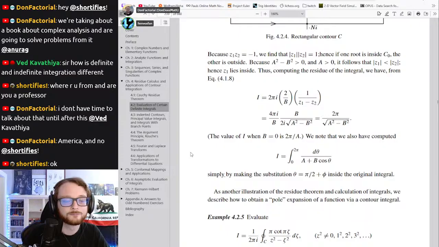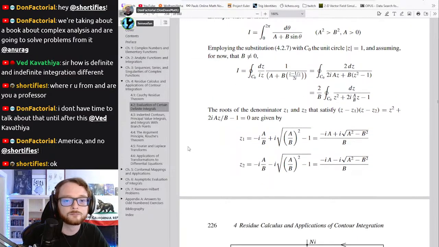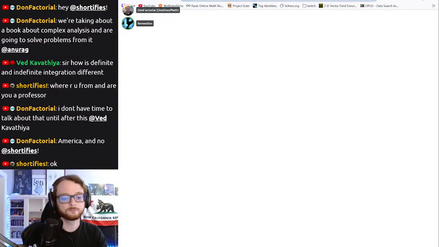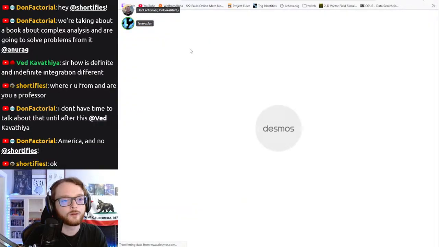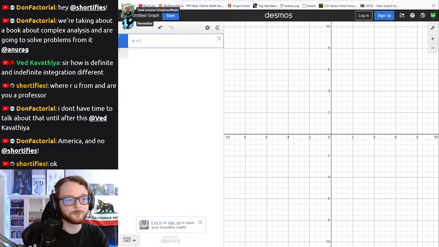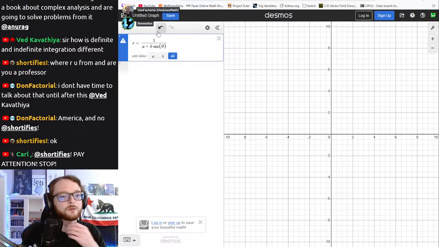I was trying to think of what the graph would look like. So we have 1 over A plus B sine theta. And they made sure that the size of B was less than the size of A. That makes sense, because if the size of B was bigger than the size of A, you'd be dividing by 0 at some point. Isn't it like a spiral in regular polar? Oh yeah, let's graph it maybe.